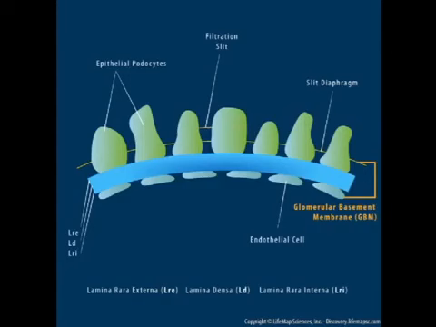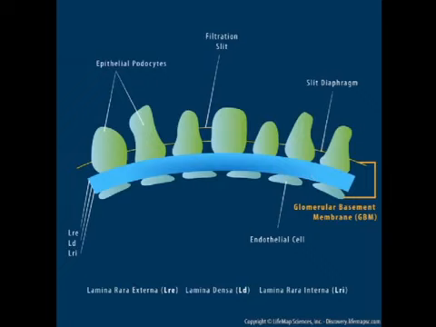This is the filtration barrier, which is composed of the epithelial podocytes, and then we have got the glomerular basement membrane, and this glomerular basement membrane also has got 3 layers: the lamina rara interna, the lamina densa and the lamina rara externa. Collectively, this is known as the GBM, glomerular filtration. The basal lamina of the visceral layer of Bowman's capsule that lies between the podocytes and the endothelial cells of the glomerular capillaries is called the glomerular basement membrane.